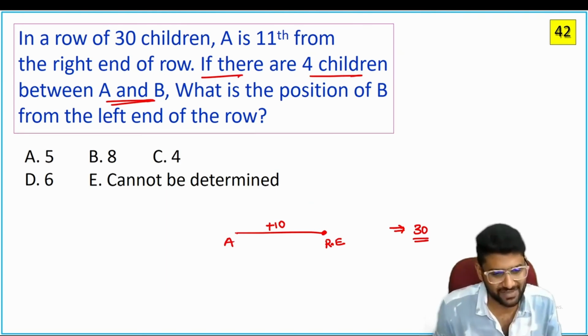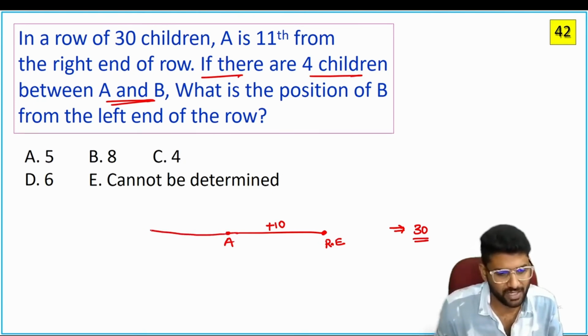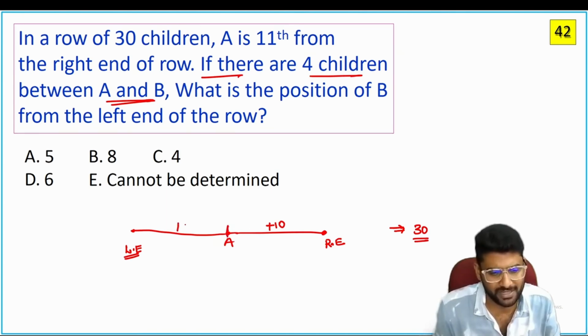Let me take it this way. If you consider A's position from the right end, it is 11. Now how many people are there on the left side? If you exclude A, how many people are there? Can anyone tell me that? Up to here it's 11 members, right? Now how many people are there here?